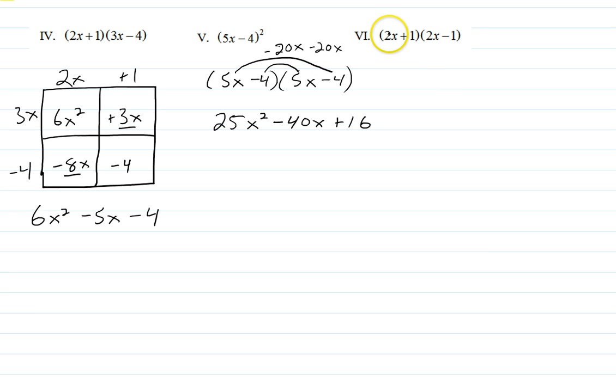Alright, next one, 2x times 2x is 4x squared. The OI, here we get negative 2x. Now we get positive 2x, and so they're opposites, so they go away. And now the L, the last, 1 times negative 1 is negative 1.